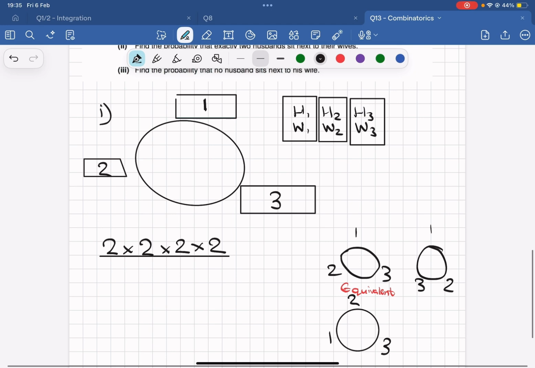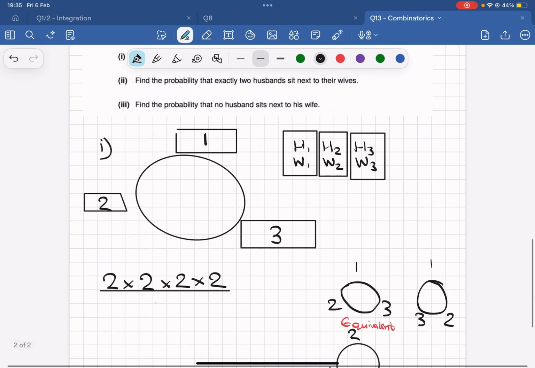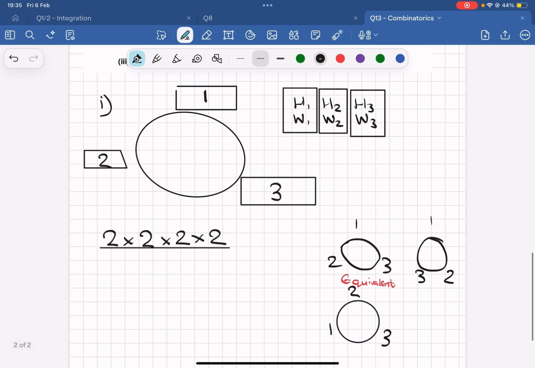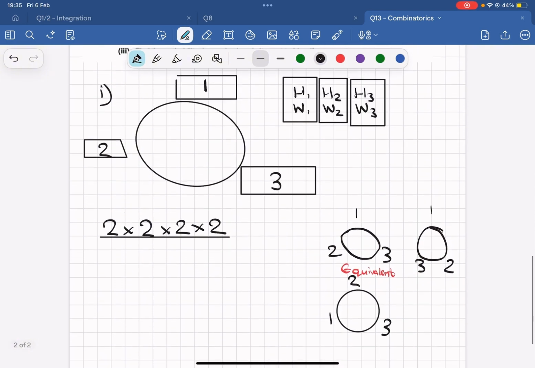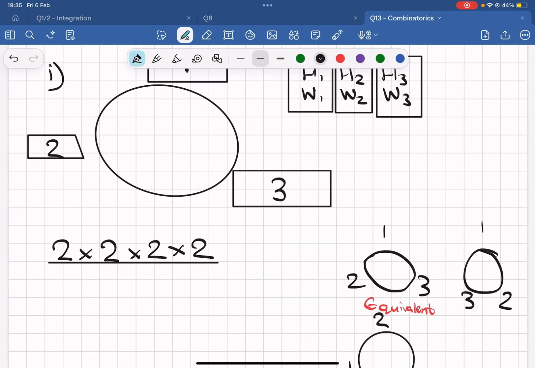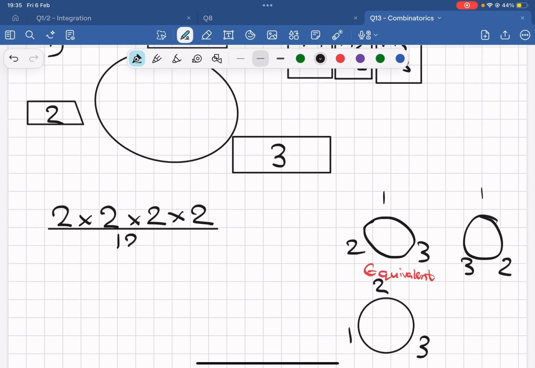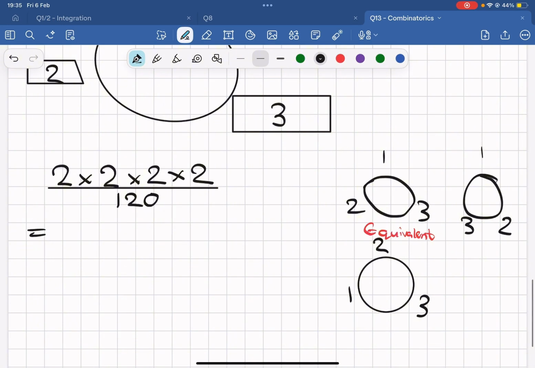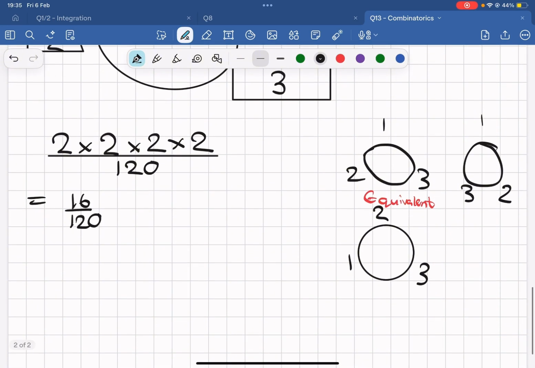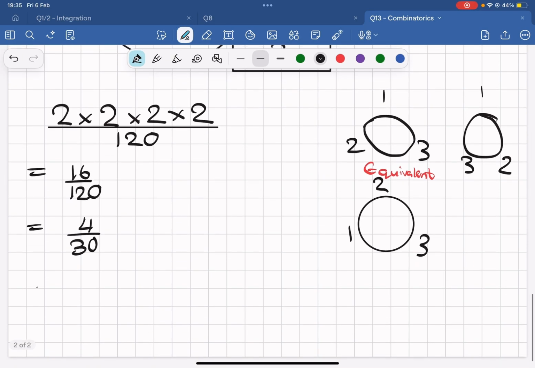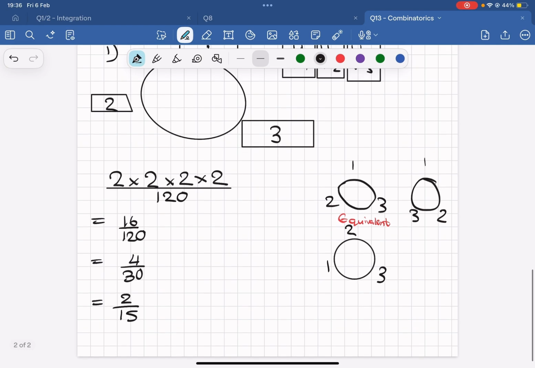And then the total amount. So we're trying to figure out the total amount of ways to arrange the people. Well, there's 6 people, and like we said, the formula for arranging around a table is n minus 1 factorial. So 5 factorial, which is 120. So if we calculate this, we have 2 times 2, 4, times 4, 16 over 120. If we divide this by 4, 4 over 30, we can further divide, get 2 over 15. And that's as simple as we can get, so that is our answer.